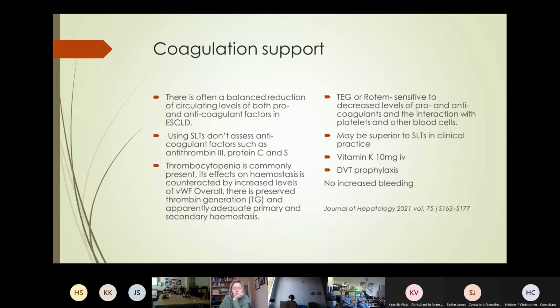They might have thrombocytopenia, but the von Willebrand factor is quite high, so the thrombin generation remains okay. So when you assess this patient, sometimes a TEG would give better information on the patient's coagulation status. So think about TEG to guide blood and blood product administration. We give vitamin K. DVT prophylaxis should be considered because they are not at increased risk of bleeding.